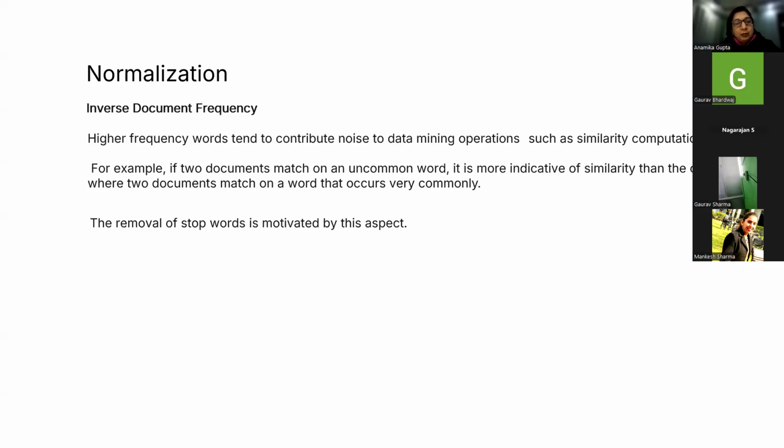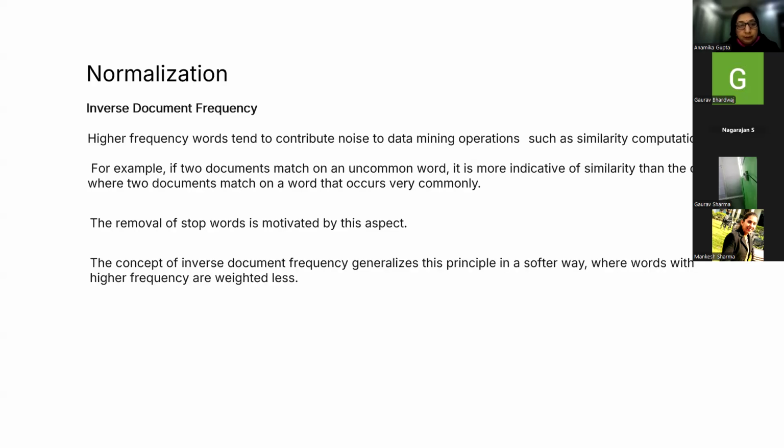Removal of stop words is motivated by this aspect. Stop words are the words which are very, very common, and if we don't remove them, they will impact the similarity computation. We can see that in Jaccard similarity or cosine similarity, if something has a higher frequency, it is given more weightage. So that is why we need to remove those stop words which are more frequent in nature.